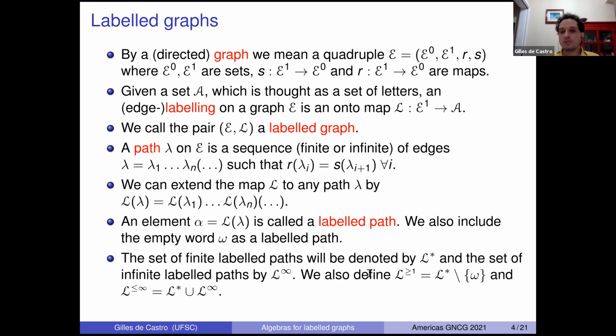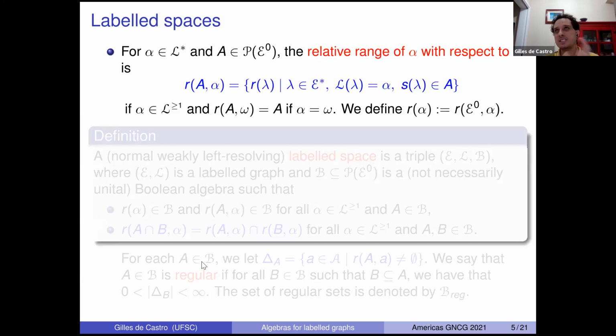And then we can consider the set of all labeled paths, the finite labeled paths, the infinite labeled paths, and sometimes you want to consider just the ones with length greater than or equal to 1, or you can consider all labeled paths. Okay, so for the definition of the algebras, we need not only a labeled graph, but this more general thing called a labeled space. And to explain the definition of a labeled space, we need the notion of the relative range of a labeled path with respect to a set of vertices.